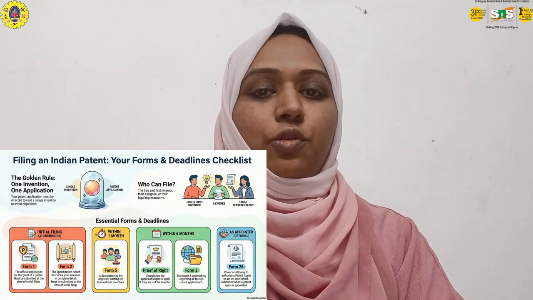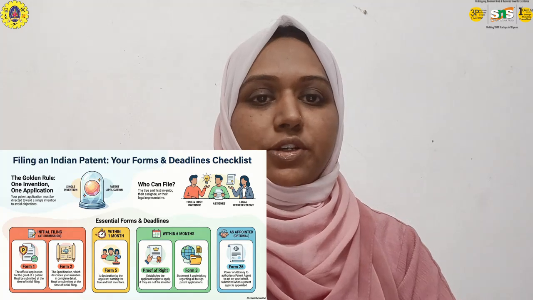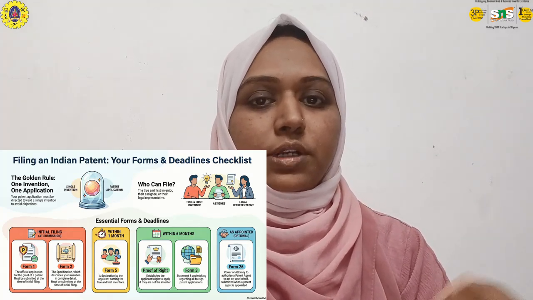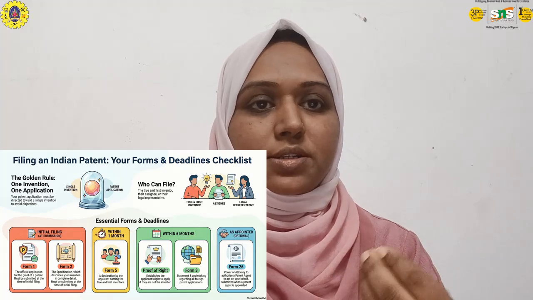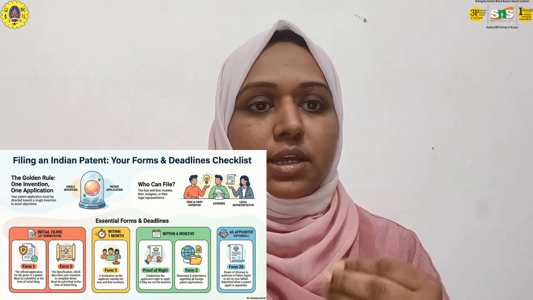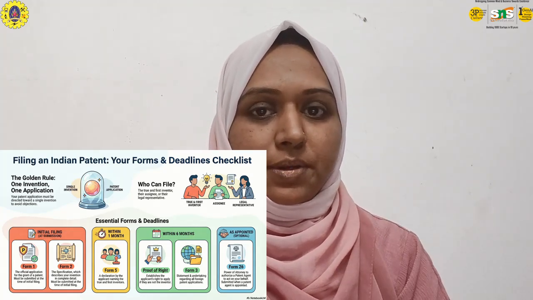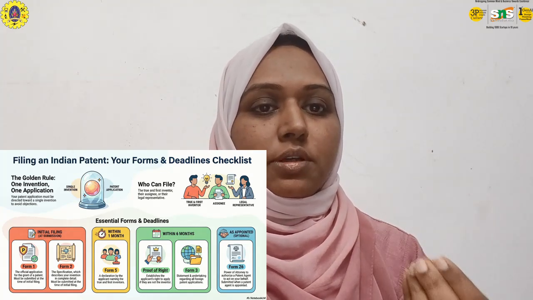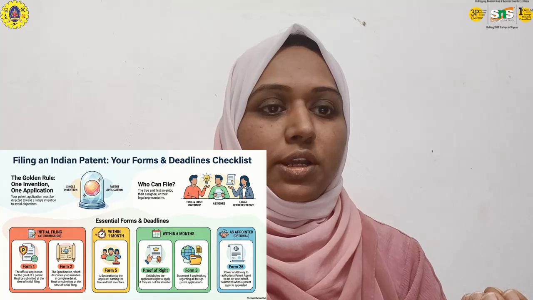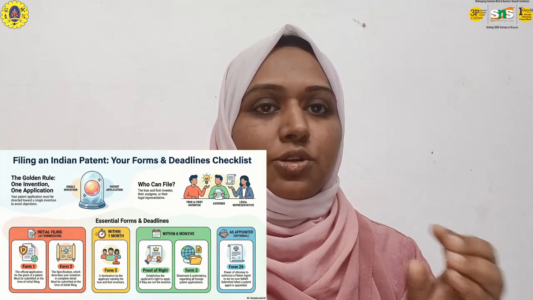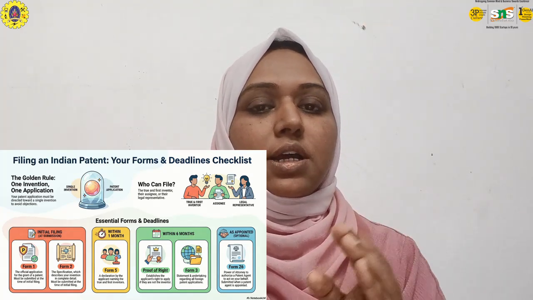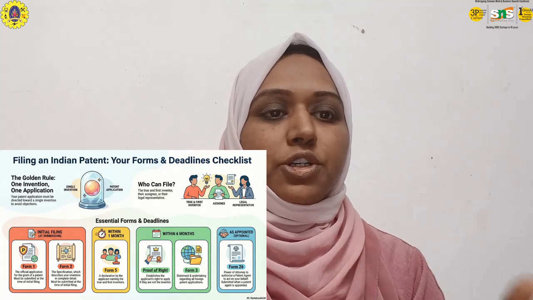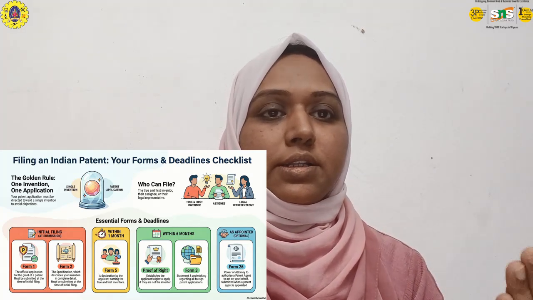So next is Form 5, that is, the declaration of inventorship. Moving on, when the inventor is not an applicant, there is one additional requirement. The applicant must file a declaration that, to the best of their knowledge, the listed persons are the true and first inventors. This is done by Form 5, the declaration of inventorship, as required under section 7(3).